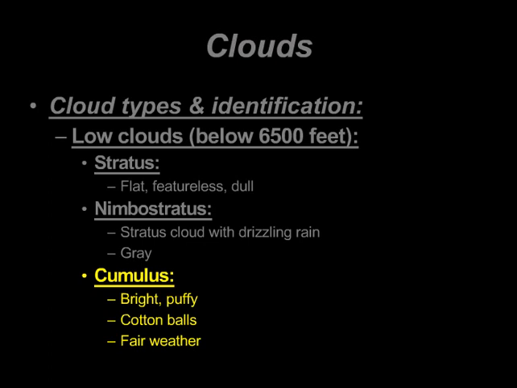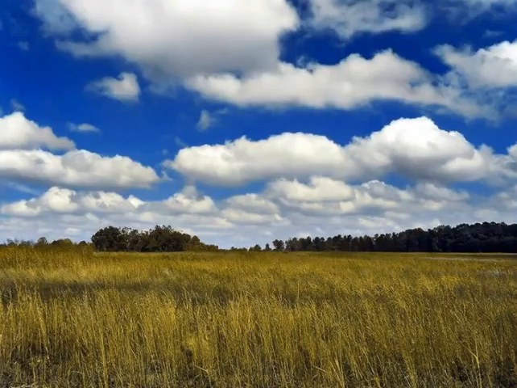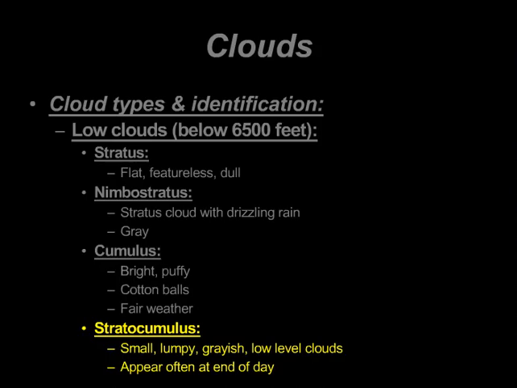Finally, a cumulus cloud, which is also a low cloud, and this is going to be those bright, puffy, white cotton ball types of clouds. This is a very good indicator that we have fair weather. And here are some cumulus clouds.